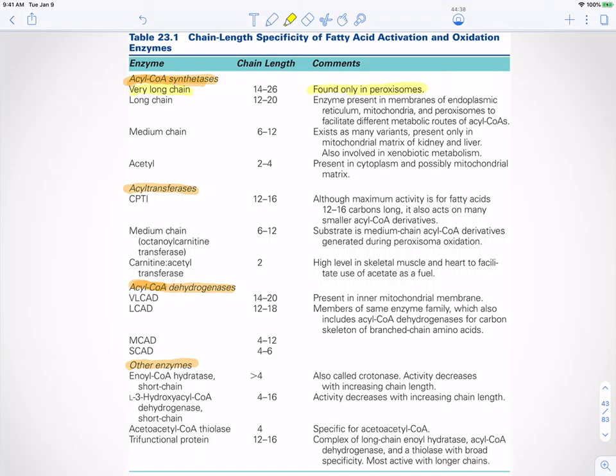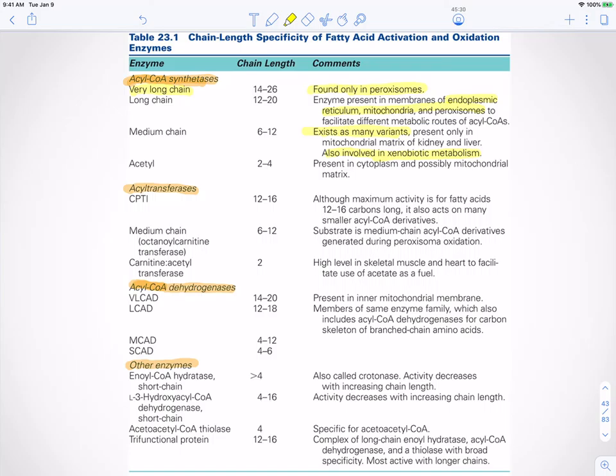Long-chain fatty acid synthetases are present in the endoplasmic reticulum, mitochondria, and peroxisomes. That's because when you have very long-chain fatty acids, say carbon 26, and it gets down to a carbon 18, it can then be worked on in the peroxisome by a long-chain synthetetase instead of the very long-chain synthetase. Medium chain synthetases have various variants, and they're mostly present in the mitochondrial matrix of the kidney and liver. Medium chain synthetases are also important in xenobiotic metabolism. What that means is that xenobiotics, our drugs and things, have to be metabolized, and medium chain synthetases can help to break those down in the liver.